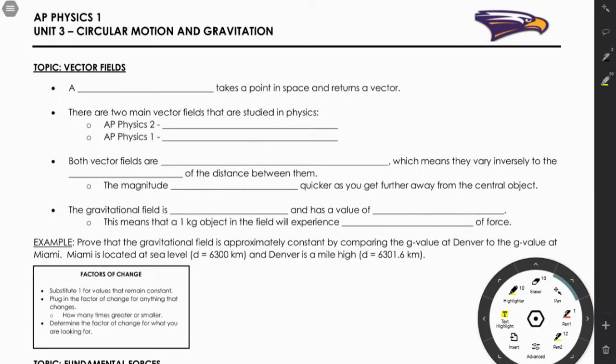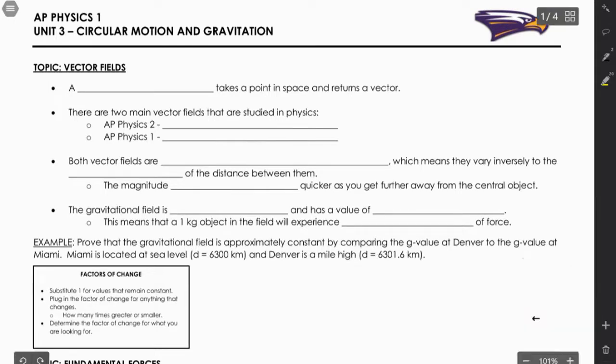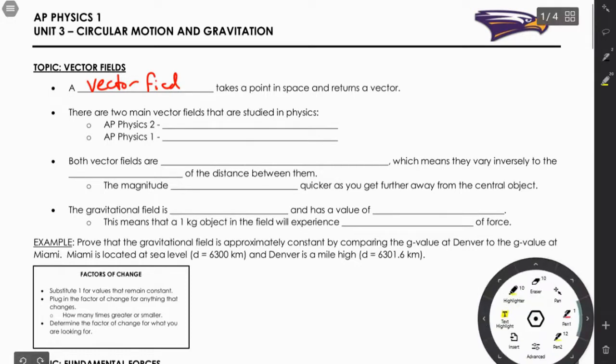But the first topic inside this field is what we call a vector field. We talked briefly about this when we talked about gravitational force. So a vector field takes a point in space and returns a vector. We're going to take a point, and then we're going to return this vector.